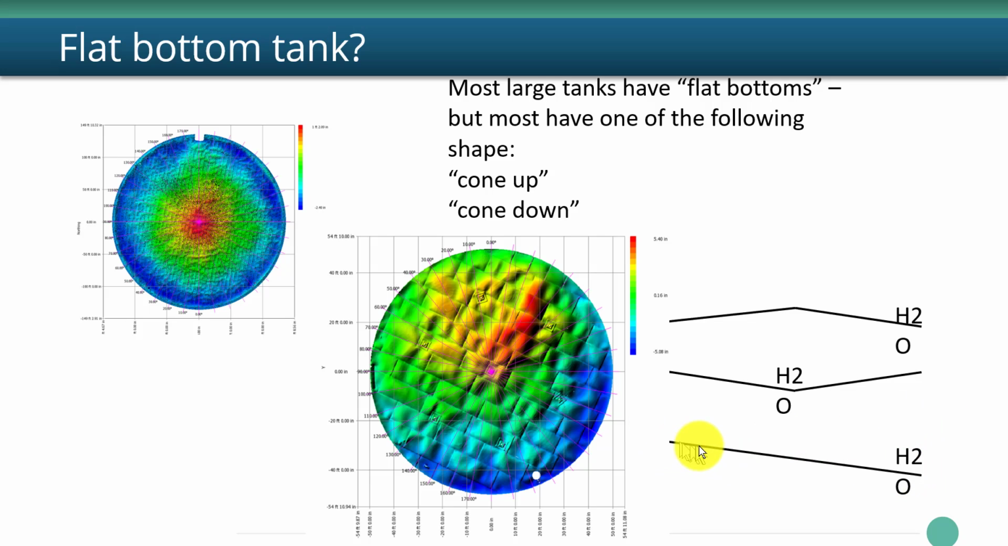Now the shovel bottom, you realize that if a tank is very large, this would have twice the height of, say, a cone up tank, so it's not used when you get over about 100 feet. The cone up and cone down can be used on any size tank.